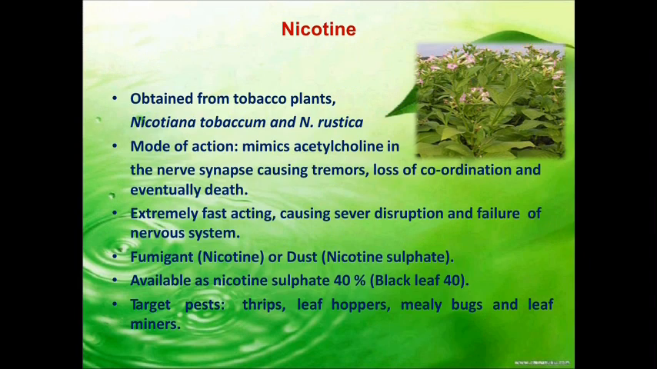The next one is nicotine. It is obtained from the tobacco plant. Nicotiana tabacum and Nicotiana rustica are the most important sources, and if you see the mode of action, it mimics acetylcholine in the nerve synapse, causing tremors, loss of coordination, and eventually the death of the insect occurs. Then this nicotine is also used as a fumigant, or as a dust in nicotine sulfate. It is available as nicotine sulfate 40%, Black Leaf 40, and target pests are the different sucking pests.